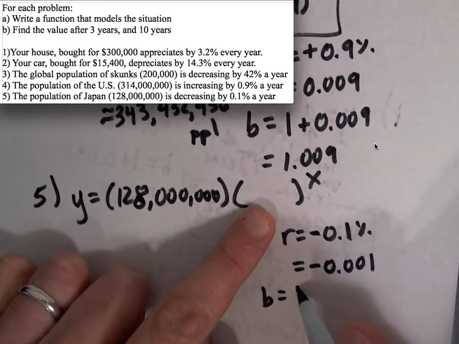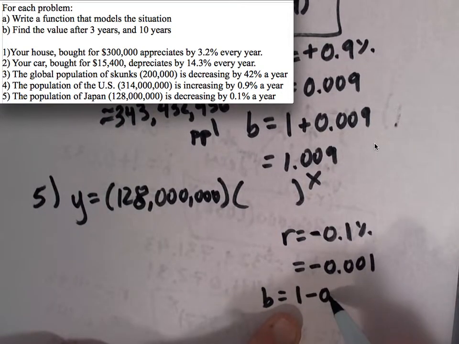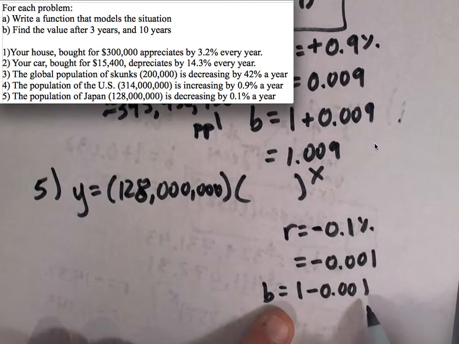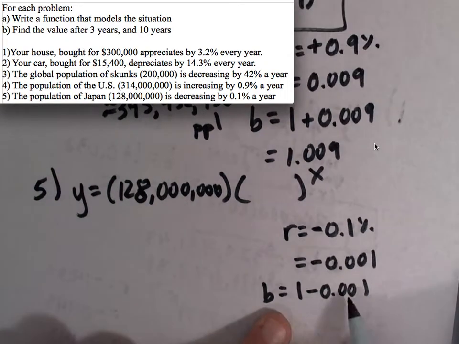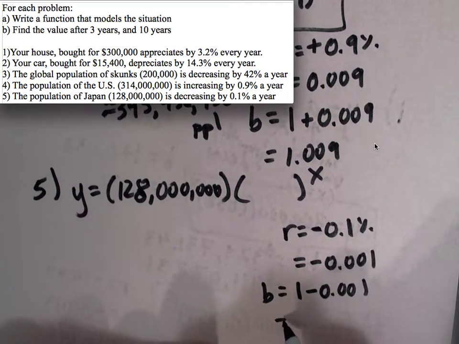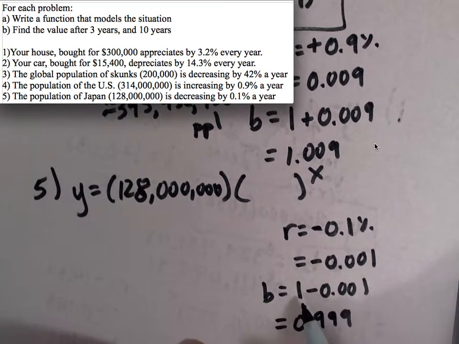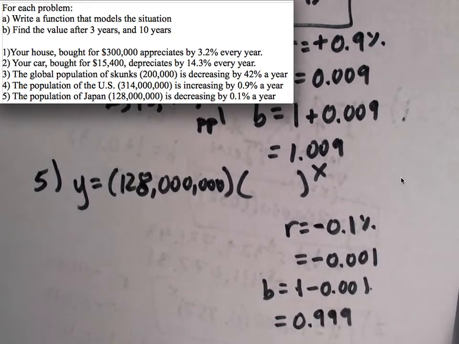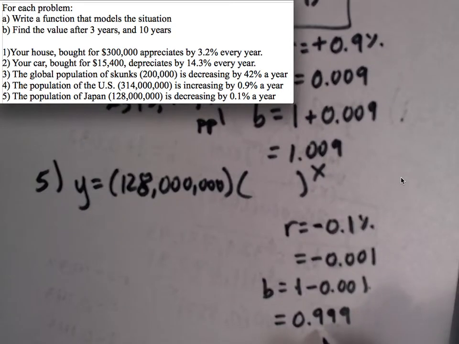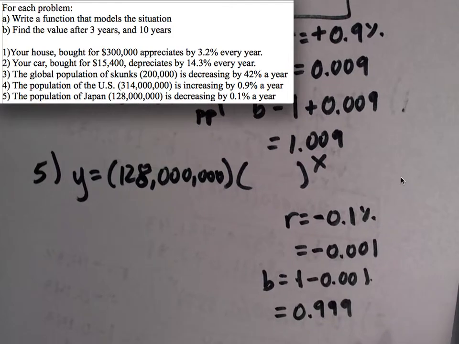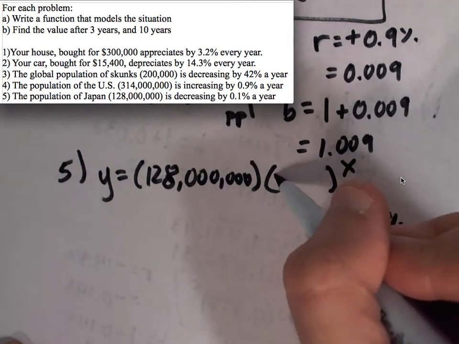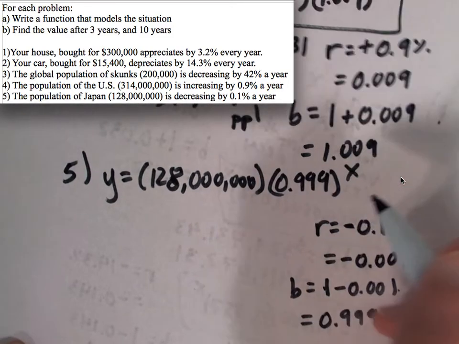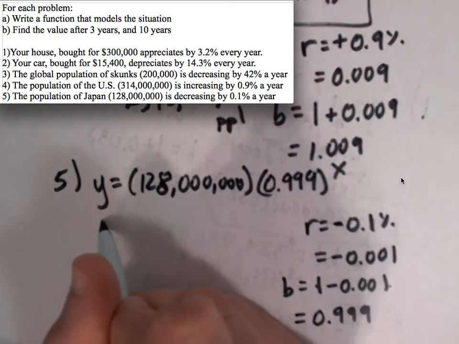So to find our B, we start again with 1. We're going to subtract 0.001. So let's just think you have like 1,000, you minus 1, you have 999. Right, you have 1,000 thousandths here, you have 1 thousandth that you take away, you have 999 thousandths left. You would have 999 thousandths left after you subtract the 0.001. So let's go ahead and use that. 0.999 to the x. All right, let's find it after 3 years.